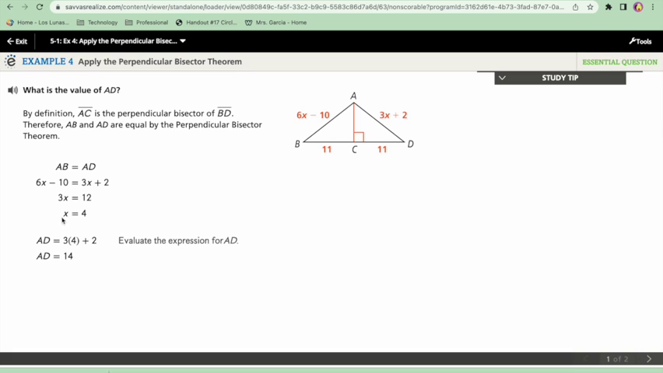And like I said, we're going to take that x and plug it in over here. So we get 3 times 4 plus 2 is 14. That means that both AB and AD are 14 because they're equal. We wouldn't even have to plug in 4, but if you do, 6 times 4 is 24. 24 take away 10 is 14. So I want you to try that. I know it's a little bit of algebra, but we're here to help you. So do the try it problem after you've written down this part.